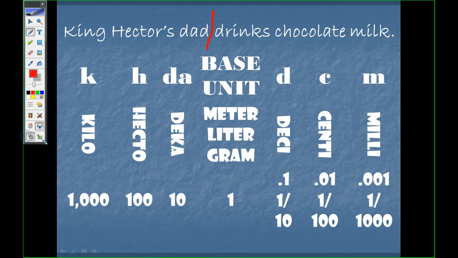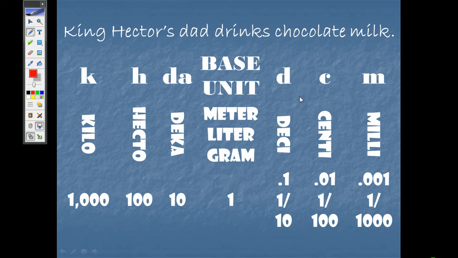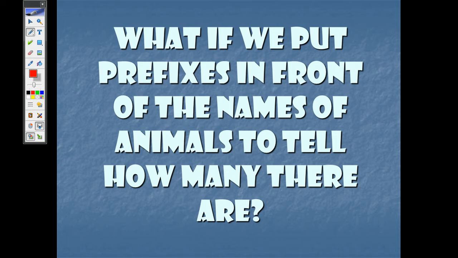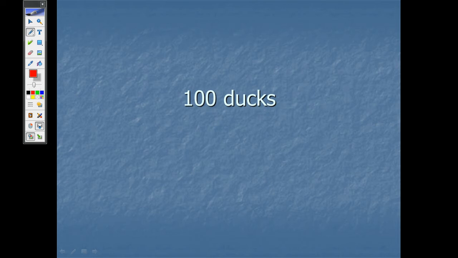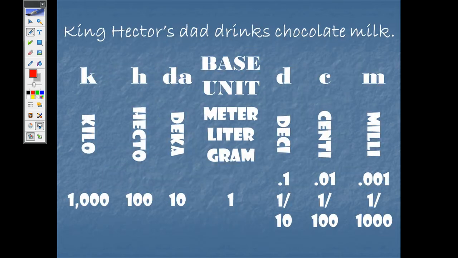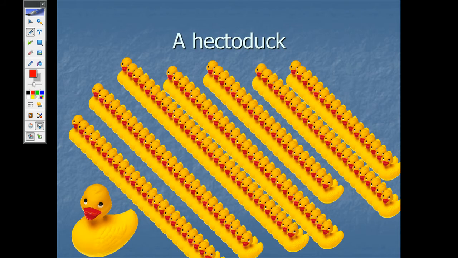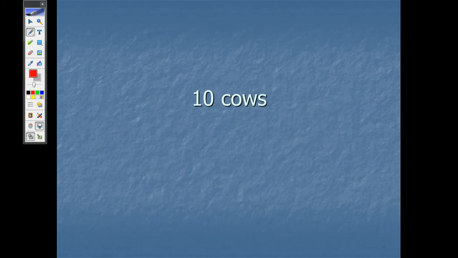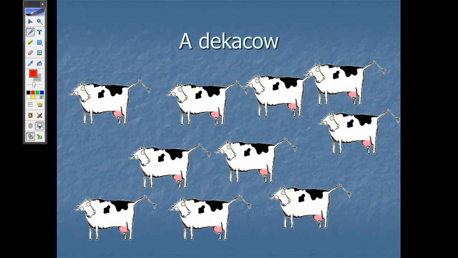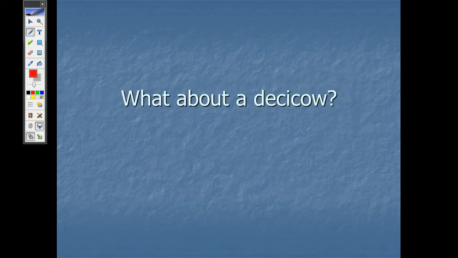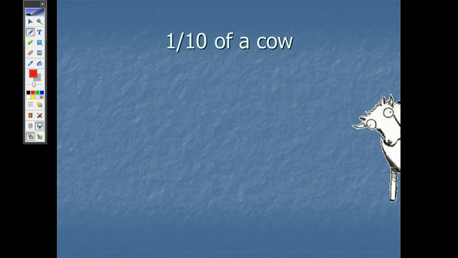Moving on, using these prefixes, you should be able to say, what if we put prefixes in front of the names of animals to tell how many there were? 100 ducks. Go back to here, think about it. What would we call 100 ducks? 100 ducks would be called a hectoduck. 10 cows is a deca-cow. A deci-cow, based on our system, is 1/10 of a cow.